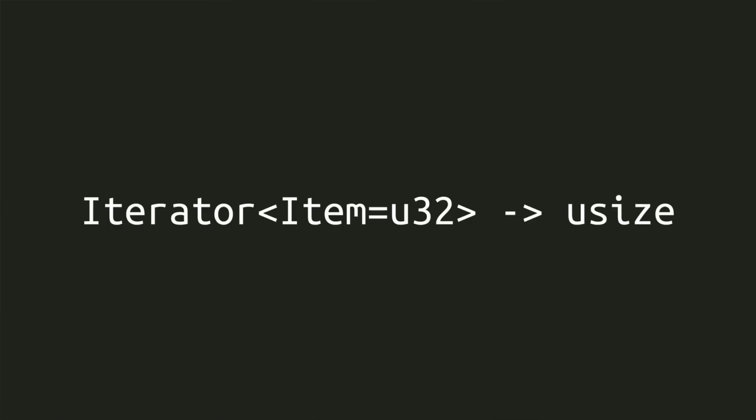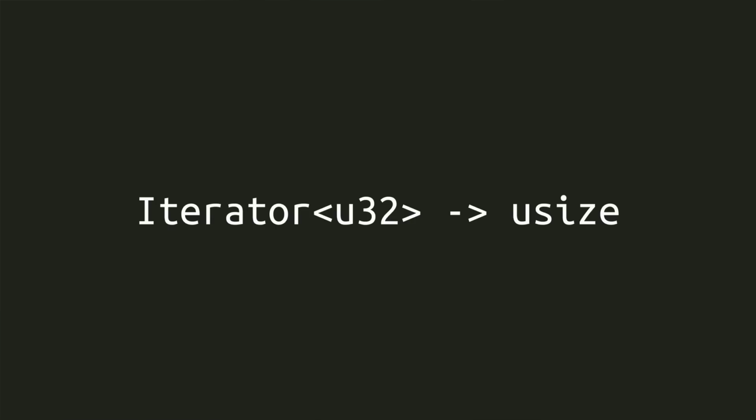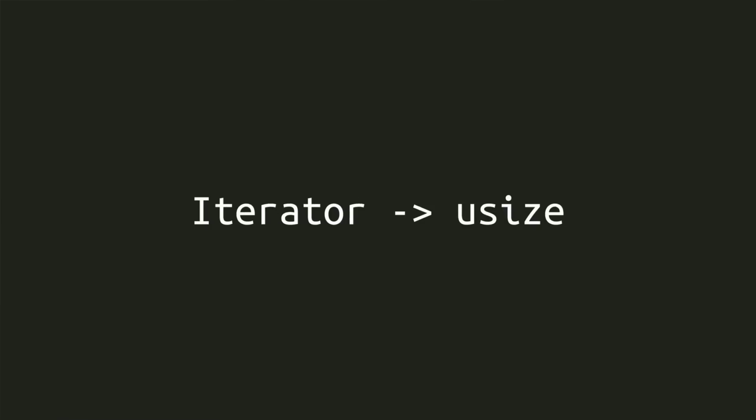For convenience, you don't have to specify the name of the associated type, so we can remove the Item equals part of the search. And if we don't care what type is being iterated over, we can leave out the type parameters to Iterator entirely. So documentation search is just getting better and better.